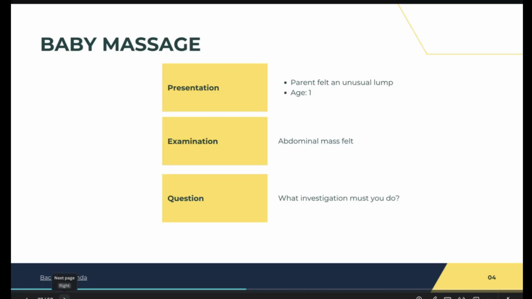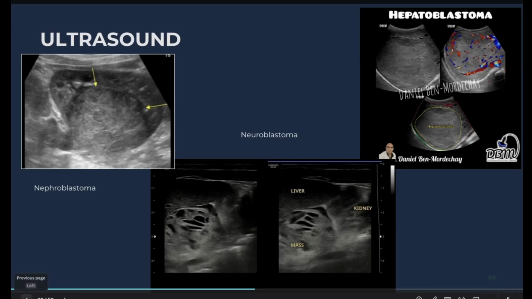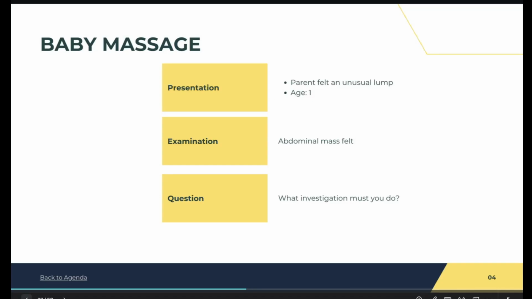And before I go on to my next slide, has anyone got any ideas what kind of masses you could feel in babies of this age? Wilms tumor, hernia. Yes, so those are great ideas. I think Nahid is saying something. We can wait for that.